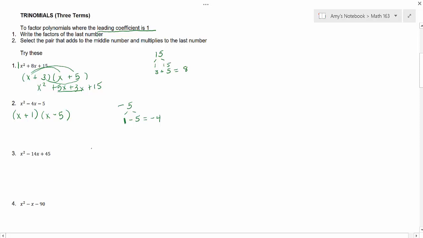Factors of 45. 1 and 45. 2 does not go into 45. 3 and 15. 4 does not go. 5 and 9. 6 does not go, 7 does not go, 8 does not go, and you're back to 9. So what combination would add up to -14? Well, -5 plus a -9 would give you -14, and -5 times a -9 would indeed give you a +45. So your factors here are x minus 5 and x minus 9.